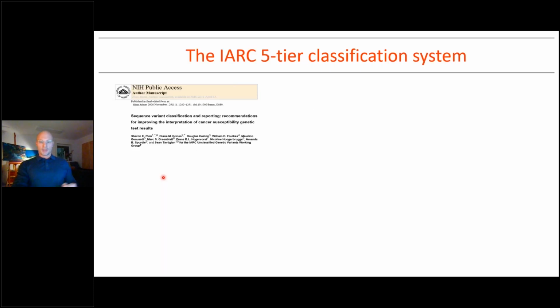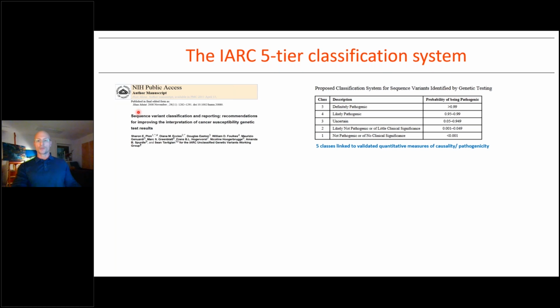And maybe some of you know that the idea of grouping variants in a 5-class system originally comes from the IARC group. IARC stands for International Agency for Research on Cancer. And they proposed in 2008, in this paper from Sharon Plon et al., to classify variants in 1 of 5 classes. And more importantly, all of these 5 classes are linked to validated measures of causality, expressed as the probability of being pathogenic.